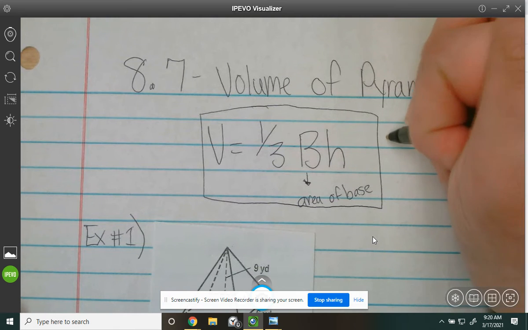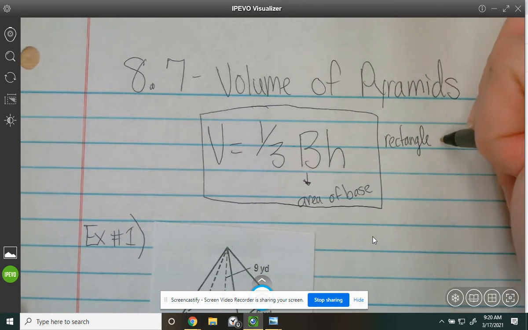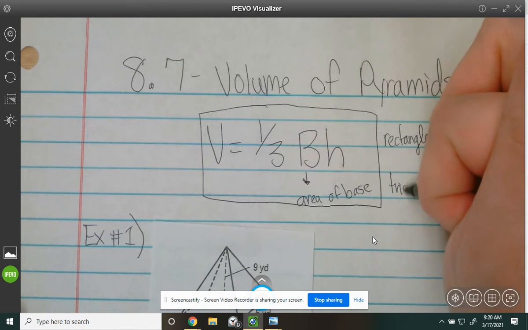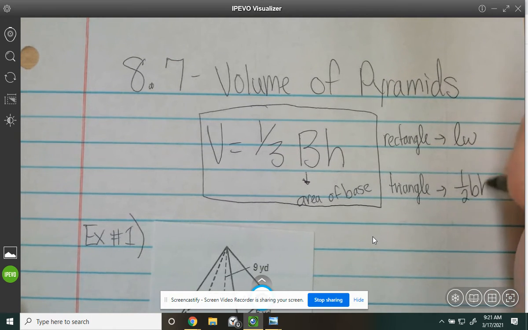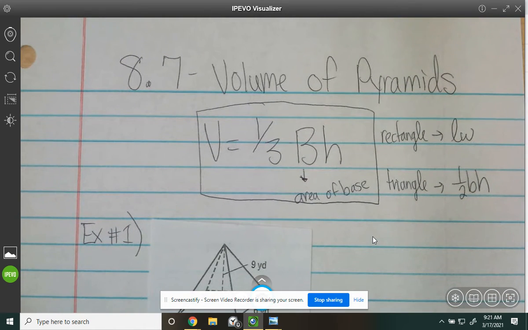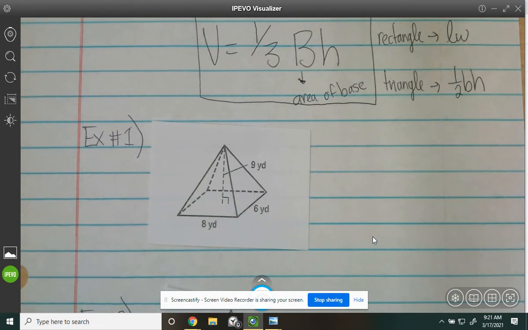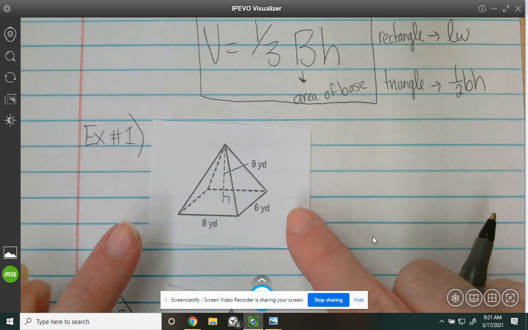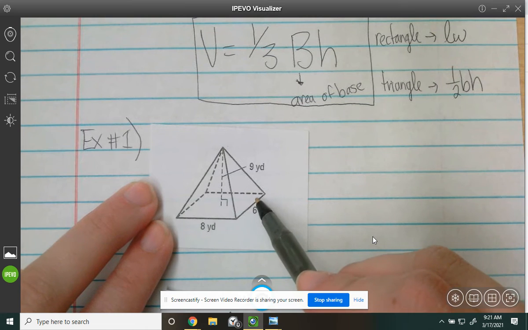Okay, and the two bases that we will have is a rectangle or square sometimes, but rectangle we know is length times width. The other base we might have is a triangle, and we know that is 1/2 BH. Okay, so looking at this first one here, is this a triangular pyramid or a rectangular pyramid? It's a rectangular pyramid because I have a rectangle on the bottom here.